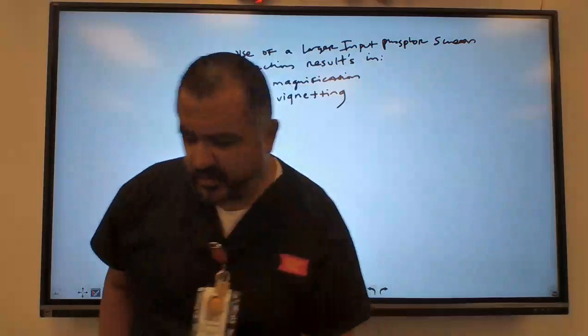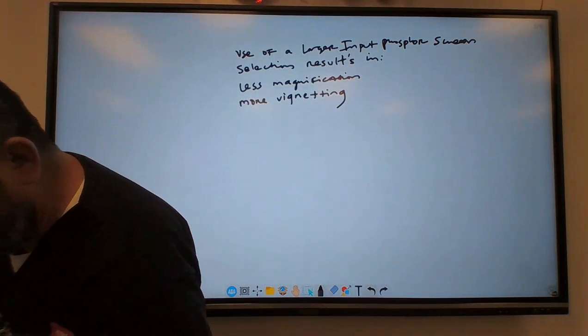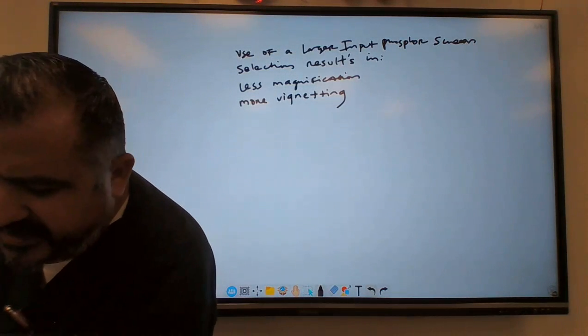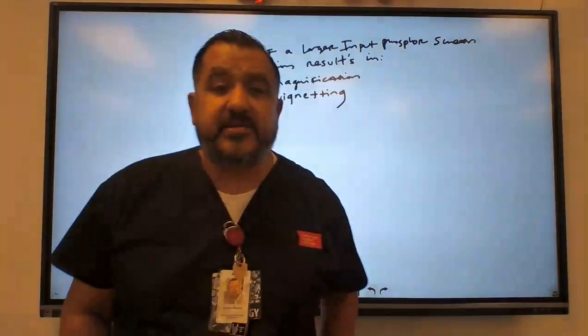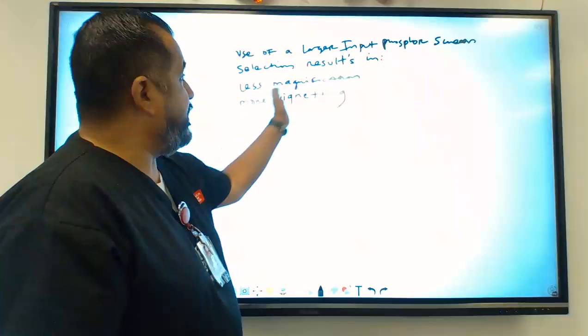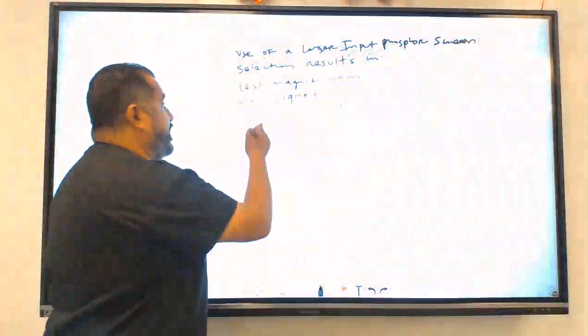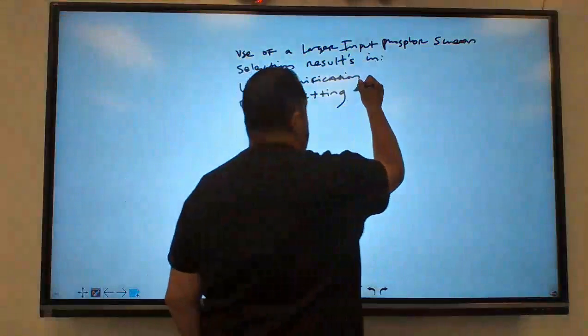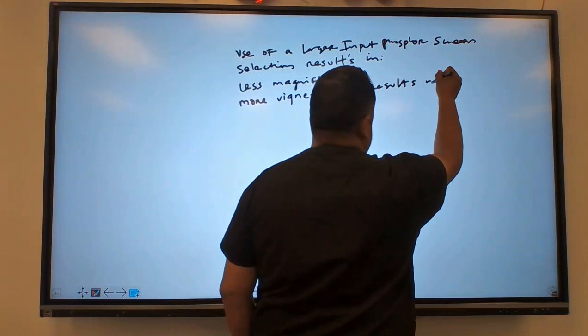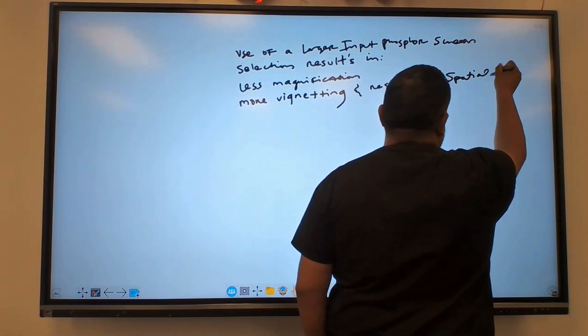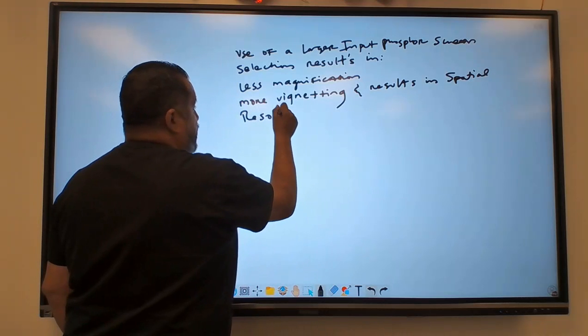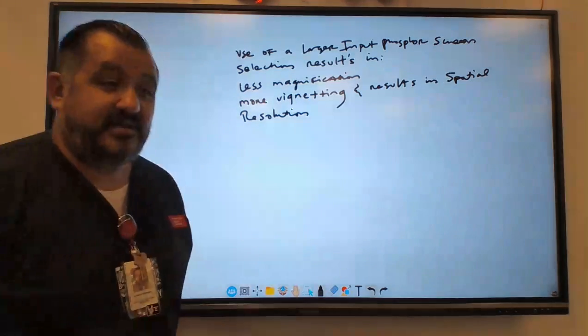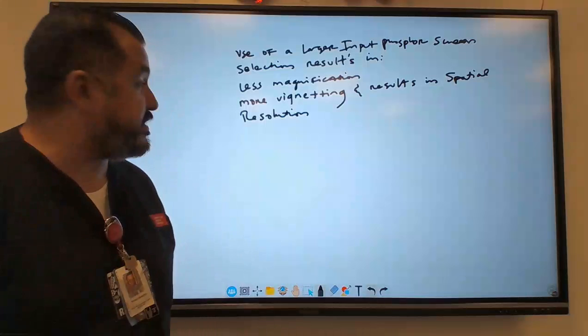So vignetting, I wonder if it's in this textbook. I don't see it here, but I want you guys to Google vignetting. I know what it is, but it's a loss of brightness around the edges. But I want you to Google it so you can see what it looks like. So vignetting means you have a loss of brightness around the peripheral edges of the object. So when you have less magnification, you have more vignetting, and that results in a loss of spatial resolution. So believe it or not, magnification actually increases spatial resolution in fluoroscopy, not diagnostic X-ray.